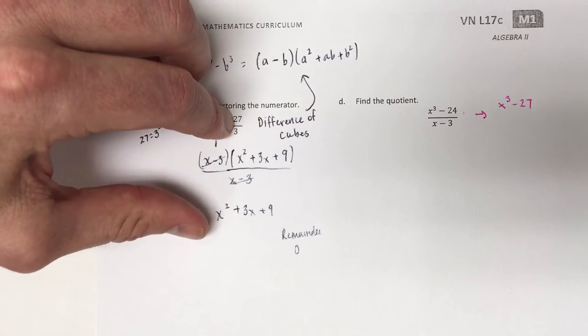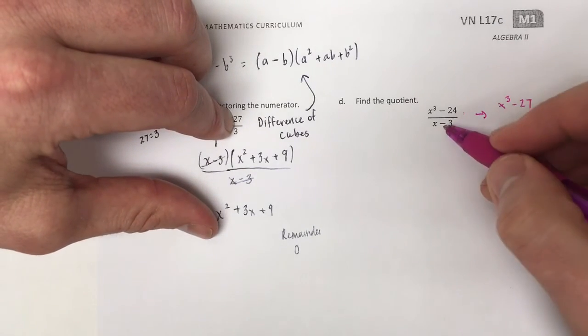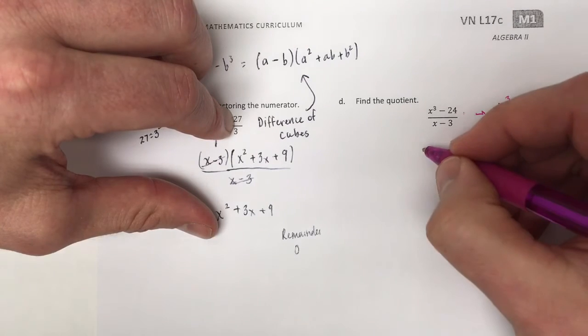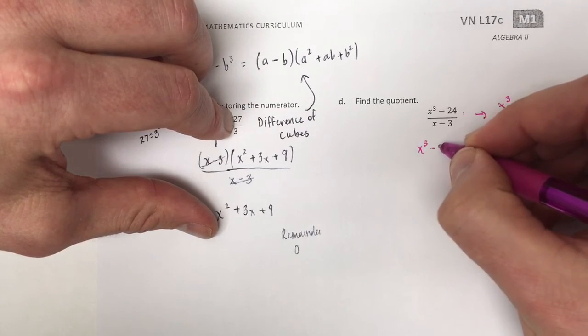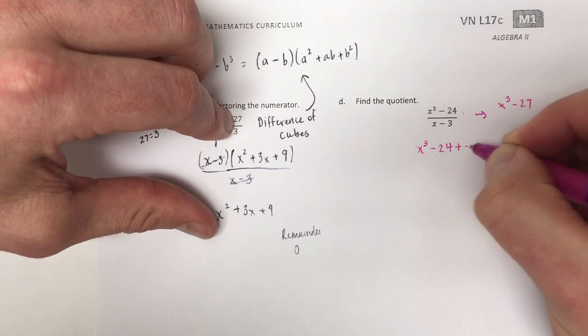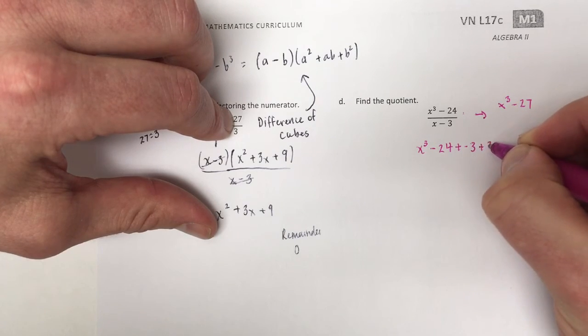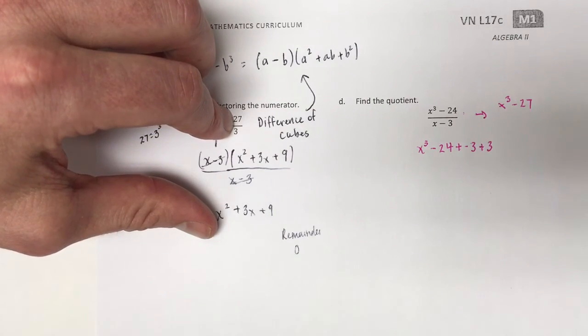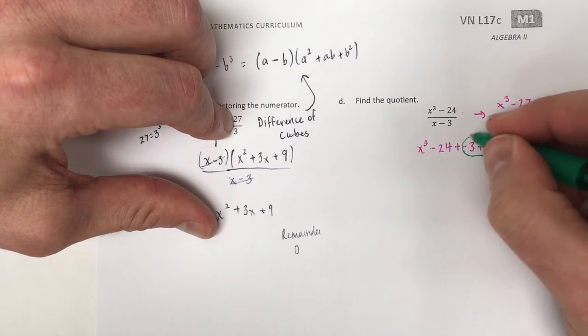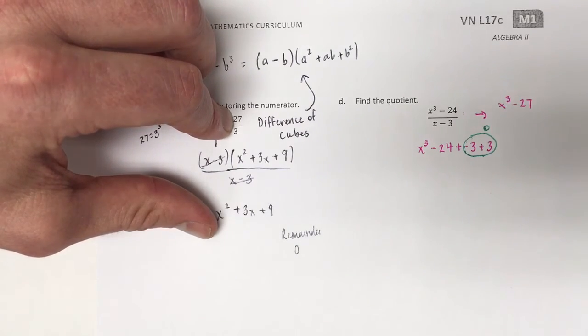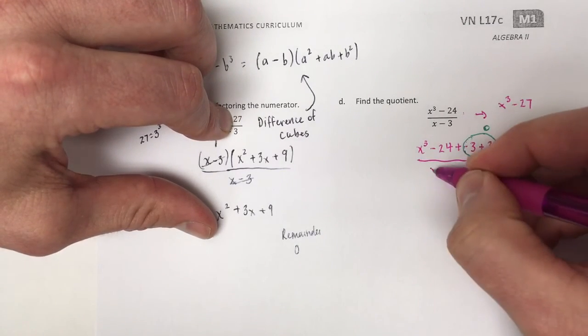So keep that in mind as I'm going through this. This is the difference of perfect cubes. If this is a minus 27, it's a minus 24. So what I have to do is take the x cubed minus 24. I'm going to add negative 3, but I'm also going to add plus 3. And so this part of the expression is that 0 that we're looking for, all over x minus 3.